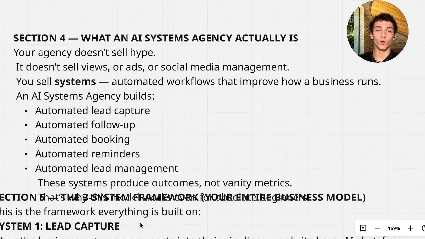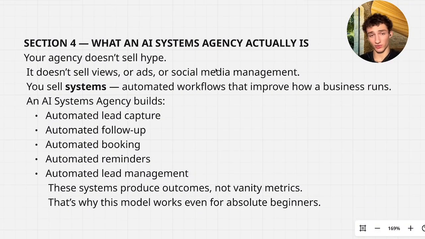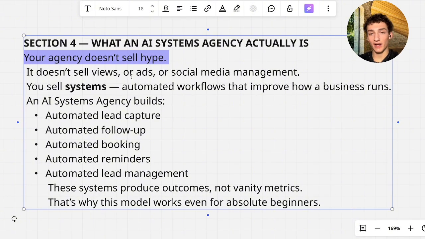Now, section 4, what is an AI system? What actually is an AI systems agency? Because you'll hear AI automation, AI whatever. It's going to be thrown around constantly. Your agency doesn't sell hype. It doesn't sell views or ads or social media management. You sell systems, automated workflows that improve how a business runs. This is the key. Your agency doesn't sell hype. Your agency doesn't sell AI. I know it's called AI systems because that's what we're implementing, but it doesn't sell AI.